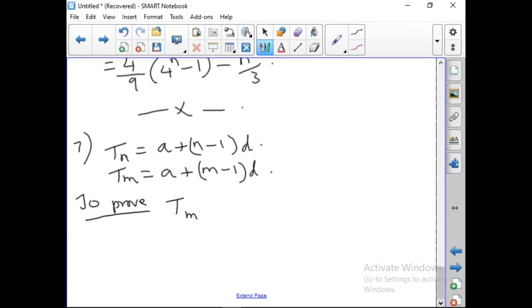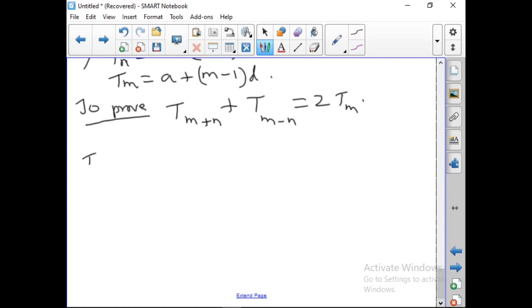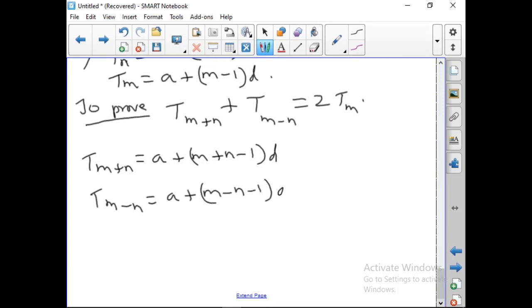The sum of the m plus nth term and the m minus nth term is equal to twice the mth term. This is what we have to prove. So what about T(m+n)? It is equal to a plus (m+n-1) into d. What about T(m-n)? It is a plus (m-n-1) into d.